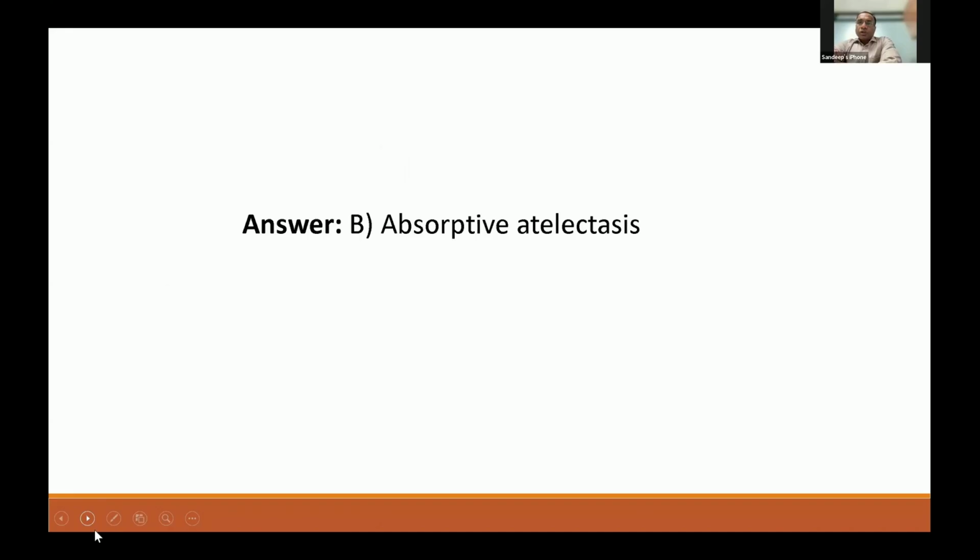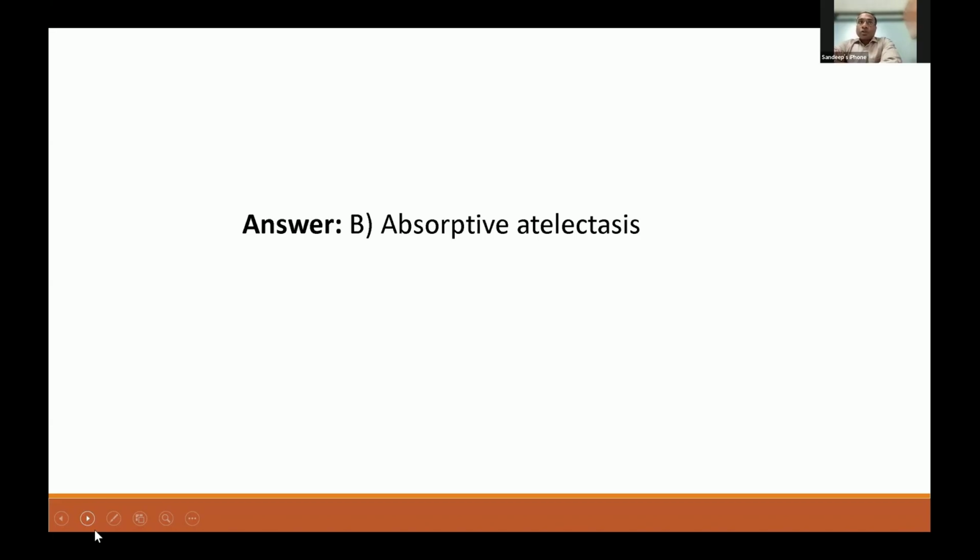The answer is absorptive atelectasis. So not all the patients in a general population where you are giving high oxygen for a prolonged period of time are going to go into type 2 respiratory failure, right? That phenomenon is specifically for COPD patients. Okay, even not in all the type 2 respiratory failure patients, specifically the majority of them are COPD patients.